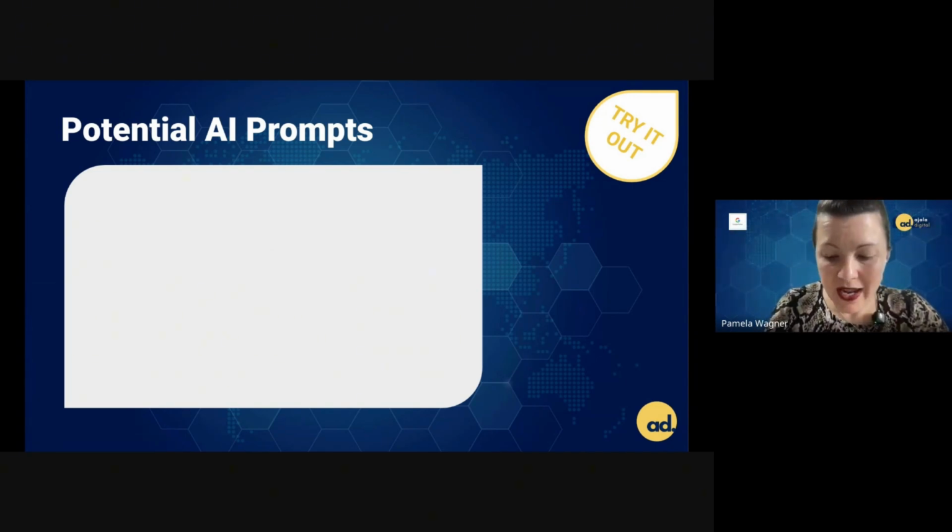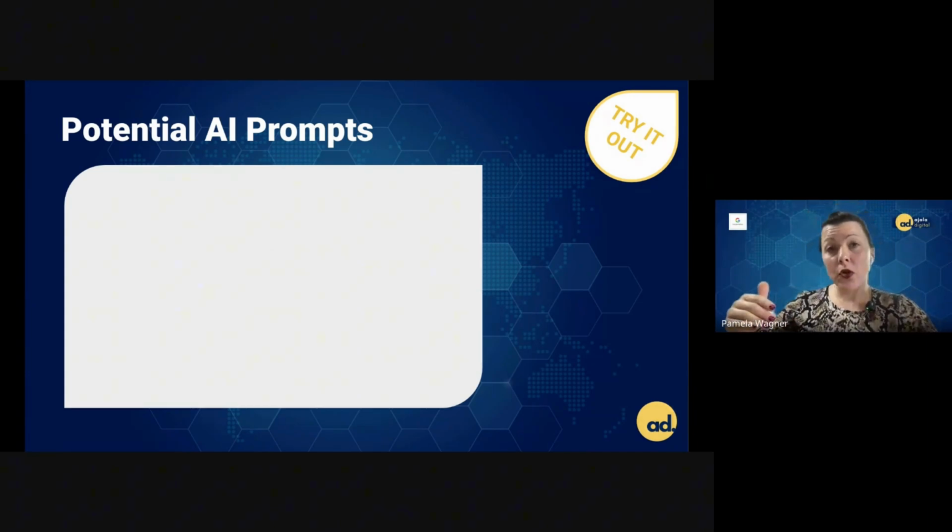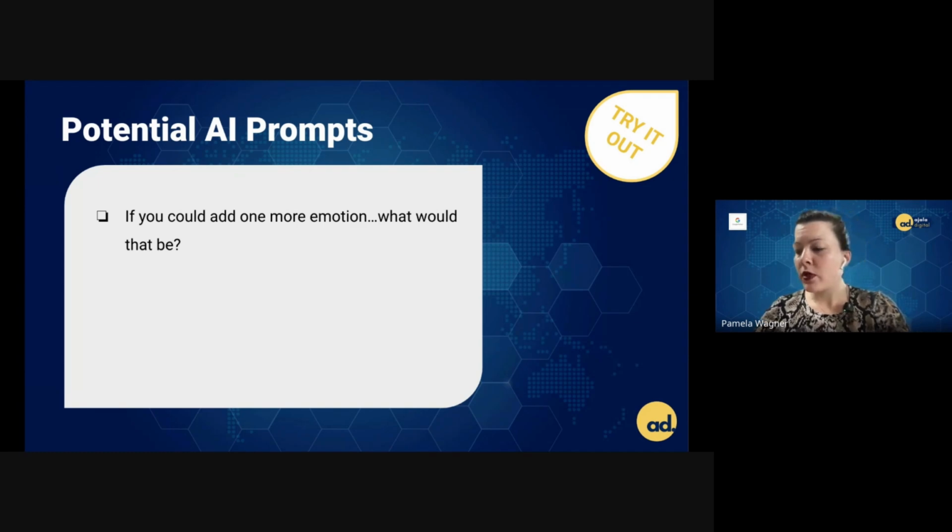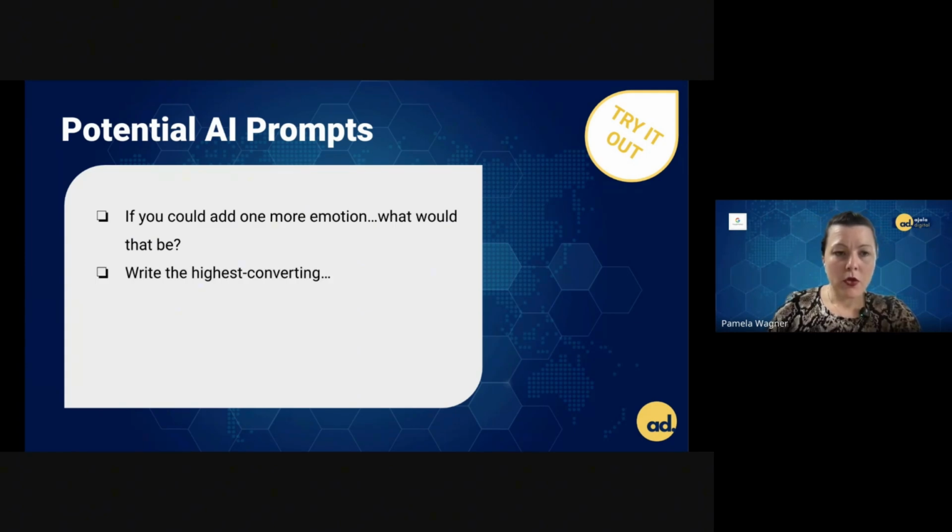Now, a couple of AI prompts to use later to take your ad copy game to the next level here, right? We could say, if you could add one more emotion to that post, what would it be? If you could add one more emotion to my hell, to my heaven, what would that be, right? You could say, write the highest converting ad copy based on this principle, right? Write the highest converting landing page copy, write the highest converting form copy, right? Checkout page copy. So you can literally tell it to do whatever your goal is, whatever you want.